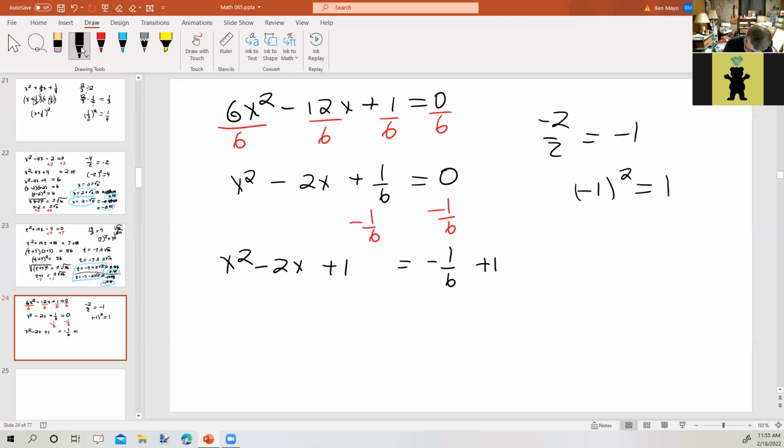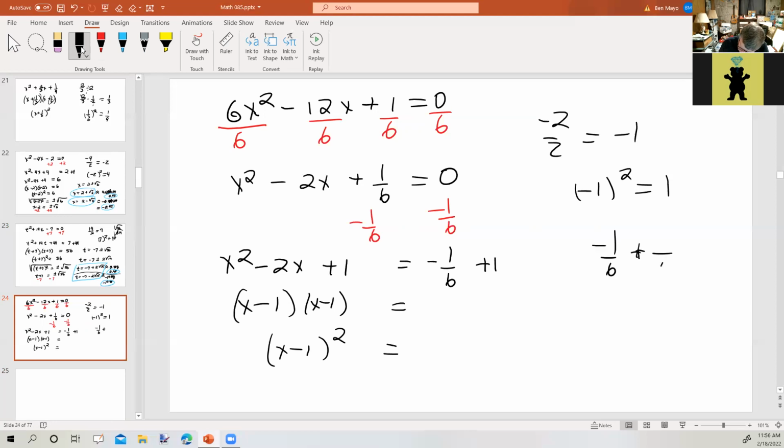On the left side, I now have a perfect square trinomial. On the right side, let's see, -1/6 plus 1 would be -1/6 plus what? We'd have to multiply the 1 by 6/6. So we'd end up with 5/6. Okay. You all right with that?